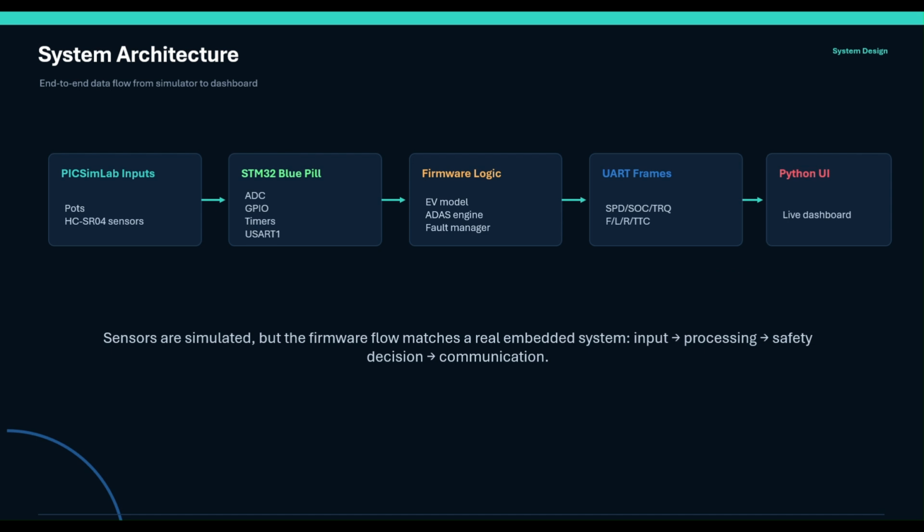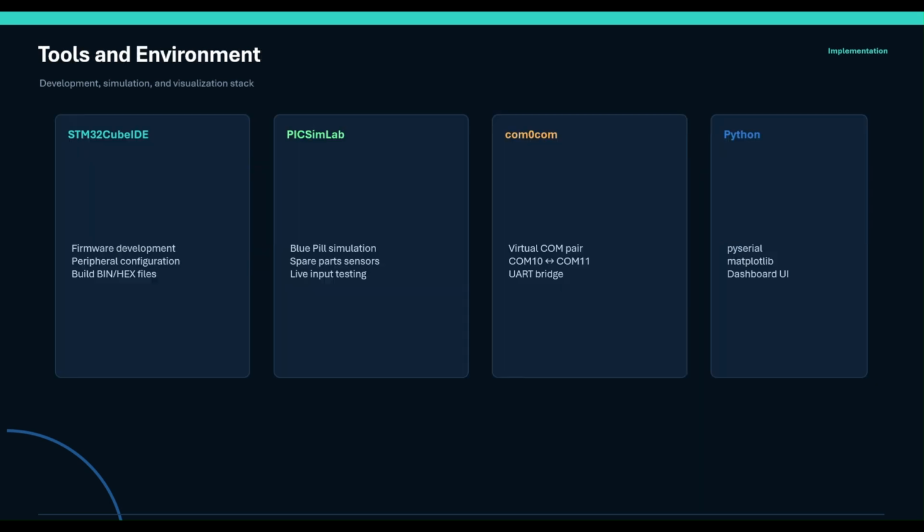The system starts with Pixem Lab sensors. Four potentiometers represent accelerator, brake, battery SOC, and motor temperature. Three ultrasonic sensors represent the front, left, and right distance. The STM32 reads these values, updates EV and ADAS logic, checks faults, and sends UART frames to the Python dashboard.